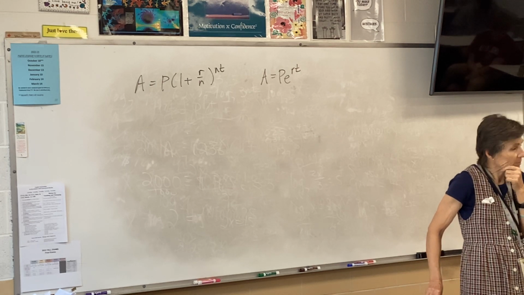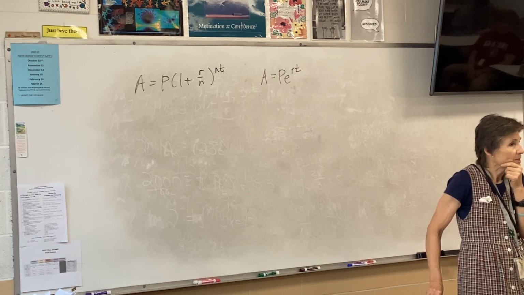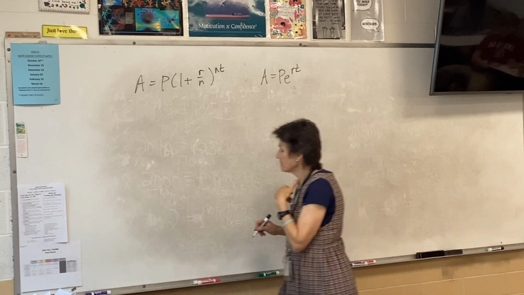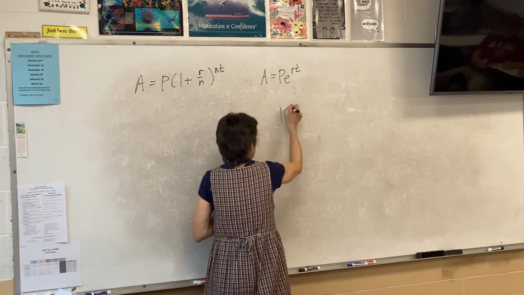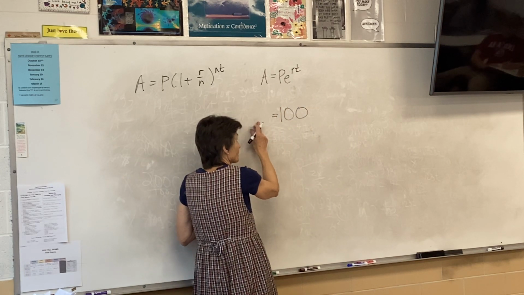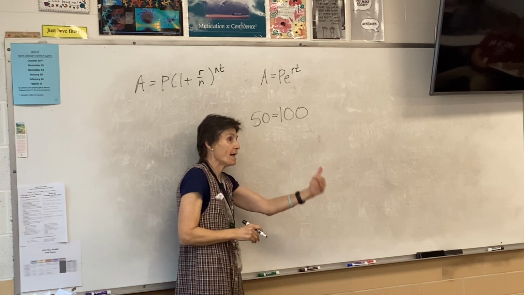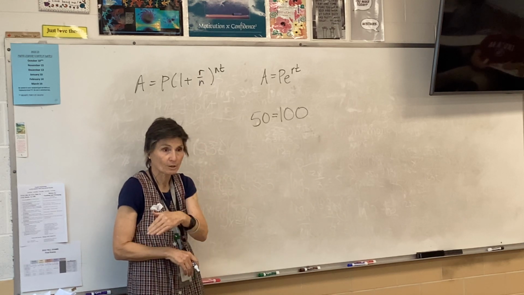Now, in this problem, did they tell me how much I started with? No. So I'm going to make up a number. I'll just say 100. I'm using PERT. I'm going to start with 100. So what am I going to end with? 50. Half-life means you end up with half of what you started with.